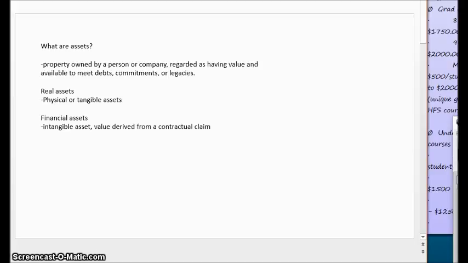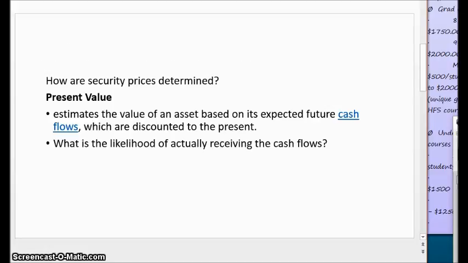So any corporation is probably going to have a combination of these types of assets. They're going to have some real assets, some plant, some equipment, some factories, some inventory. They're also going to have some financial assets. So let's talk about security prices. How are the security prices determined?